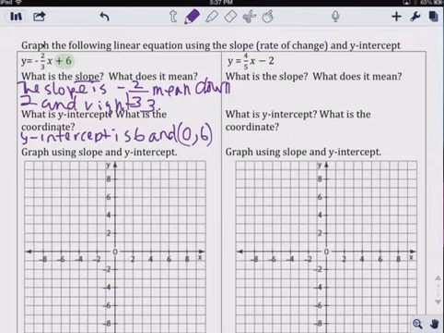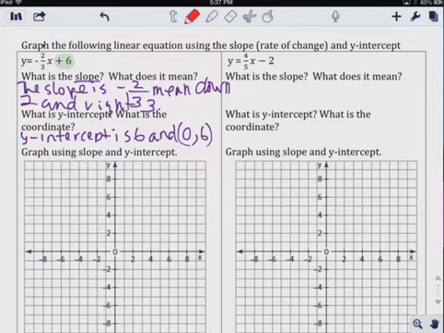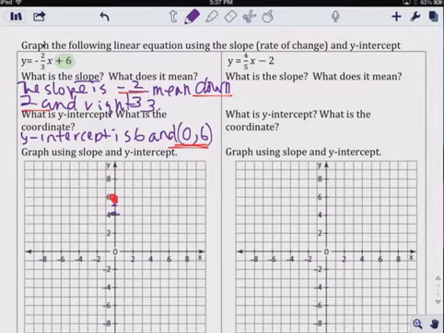Okay, graph it. Graph using slope and y-intercept. The y-intercept is at 6, 0, 6, right there. It's your starting point. Now your slope is down 2, because it's -2. So from there you go down 2, 1, 2, and right 3, 1, 2, 3.